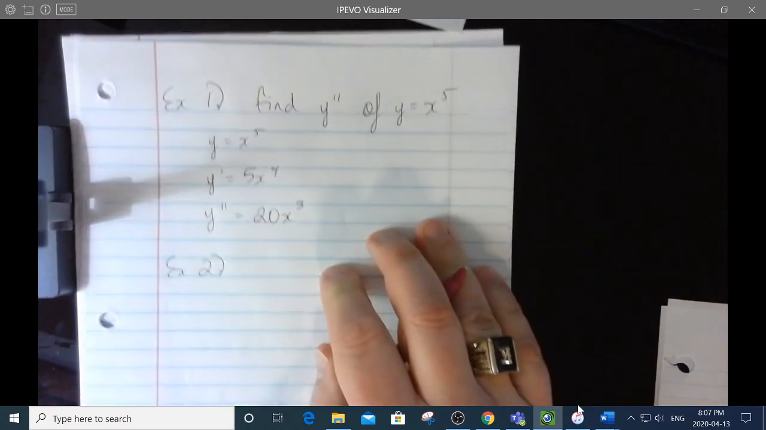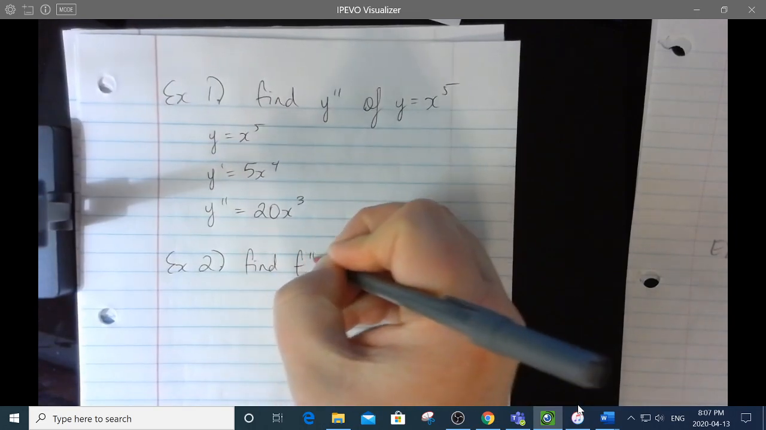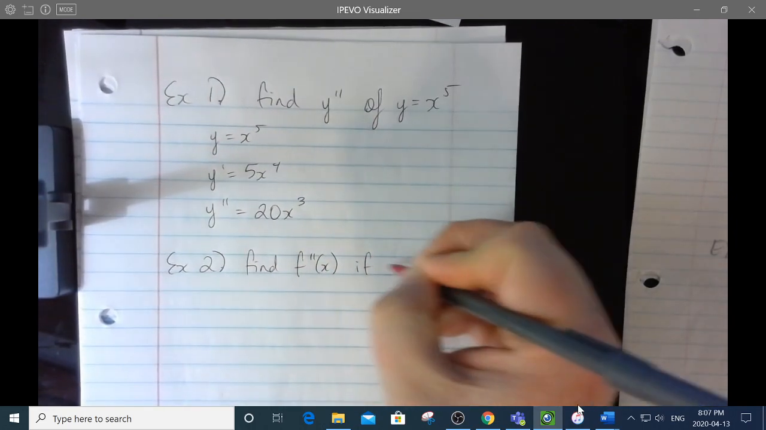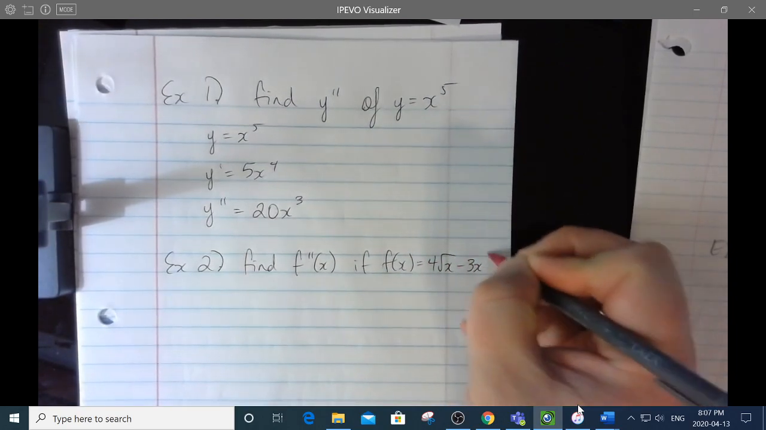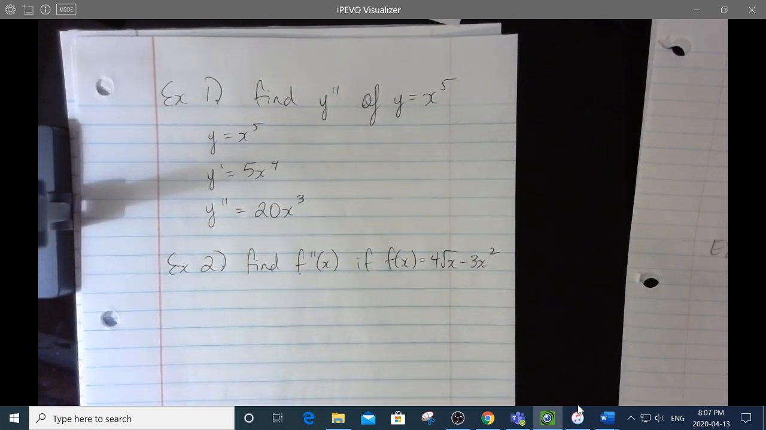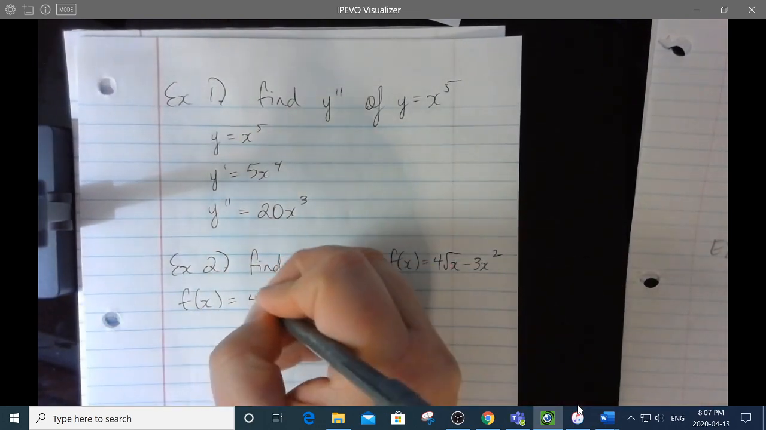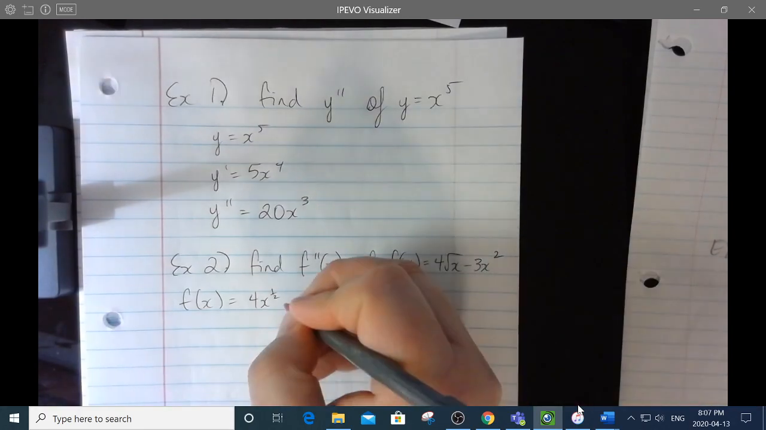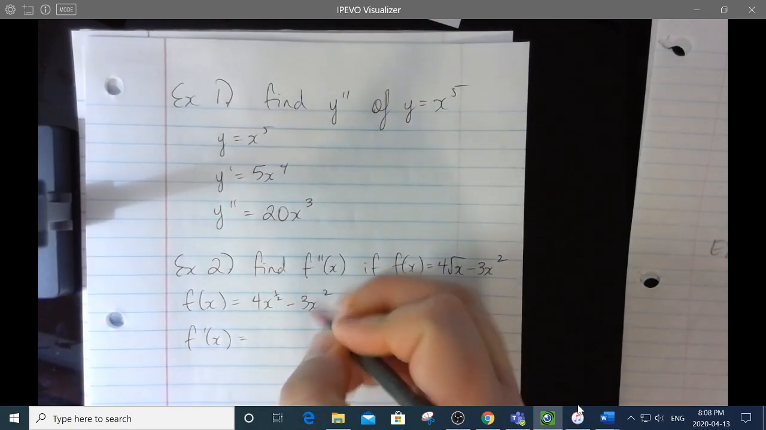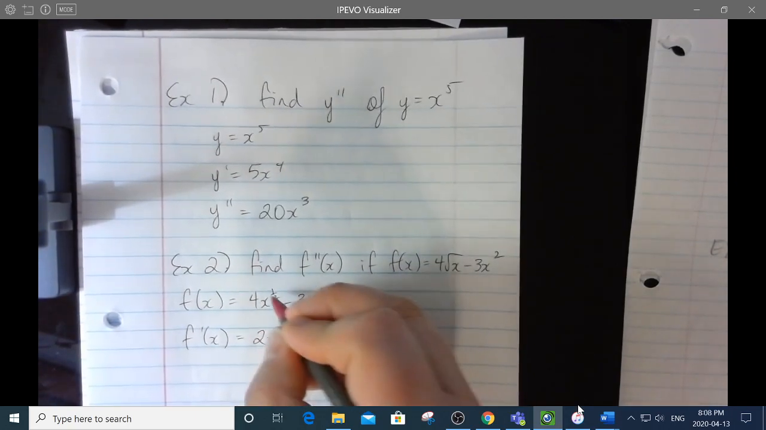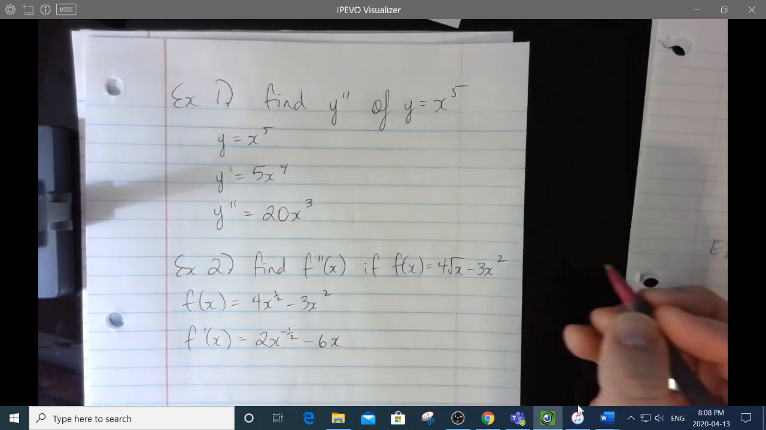Example 2. Let's get you to do this one: find f double prime of x if f of x is equal to 4 root x minus 3x squared. Okay, oh, that one's not quite so easy. All right, so step 1, remember how we do these? Step 1 is, I think I'm going to change that into a notation that's easier to work with. And then step 2, f prime of x is going to be a half of 4, which is 2. And then that'd be x to the negative 1/2. 2 times 3 is 6. And then that's x to the 1.